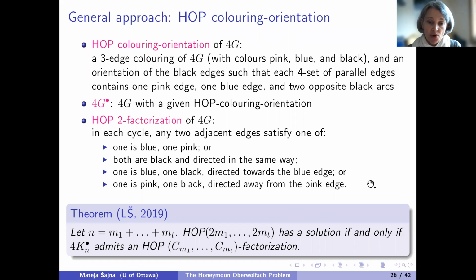And then it's not so hard to show that HOP with cycle lengths 2m1 through 2mt has a solution if and only if the 4-fold graph Kn, so 4Kn dot, has an HOP 2-factorization with half the cycle lengths. So the cycle lengths get halved, and of course the number of vertices also gets halved. So that means that all we need to do to solve HOP is to find an HOP 2-factorization of the 4-fold Kn, n being the number of couples that we started with.